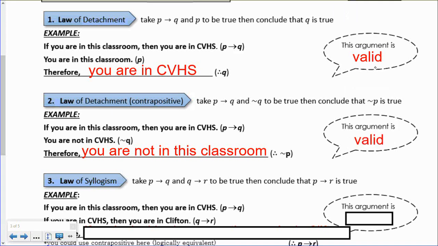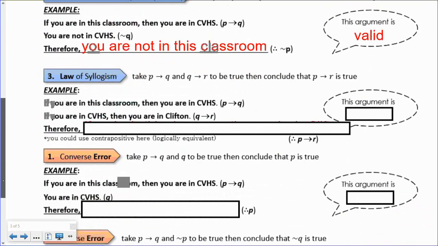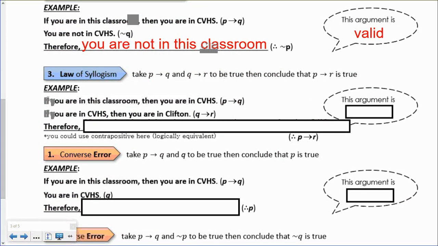It's called a law. Anything that's called a law is going to be valid. Anything that's called an error is going to be invalid. So we have 3 laws and 2 errors. All right, so we have the law of detachment, which is just P arrow Q, then P, Q without changing anything. We have the law of detachment contrapositive, which changes it to the contrapositive. And then we have something called the law of syllogism.